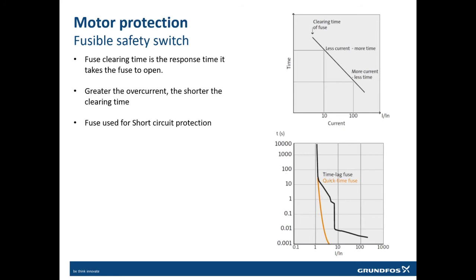Then there is something called a time lag fuse. The time lag fuse is this black one, which will give some more time if your current is more than 1. So if you see here at 1, nothing is happening. There is no problem if you are running at full load current. But if you go more than full load current, suddenly you will trip.